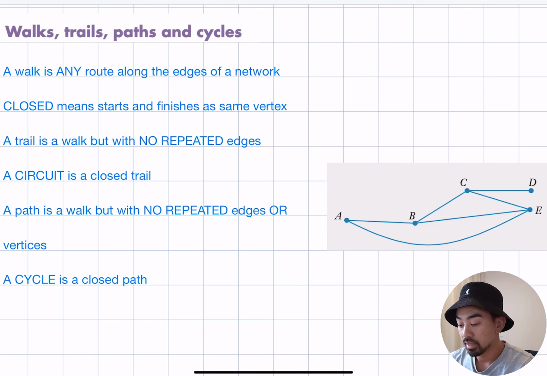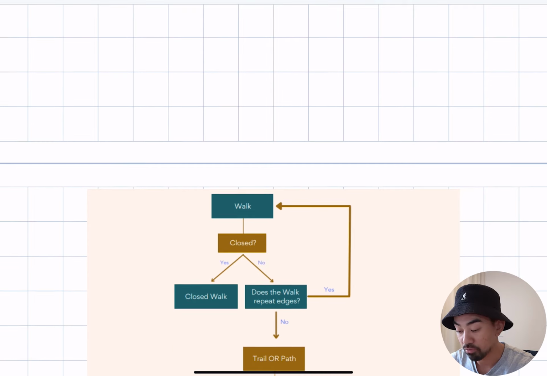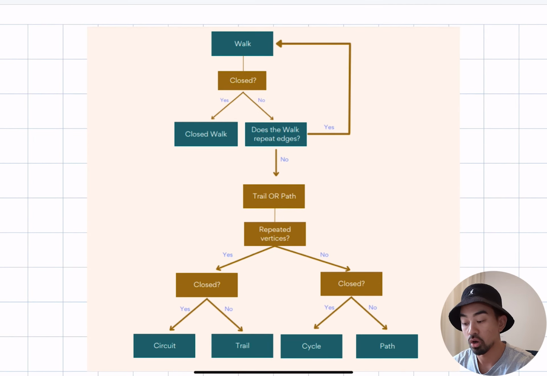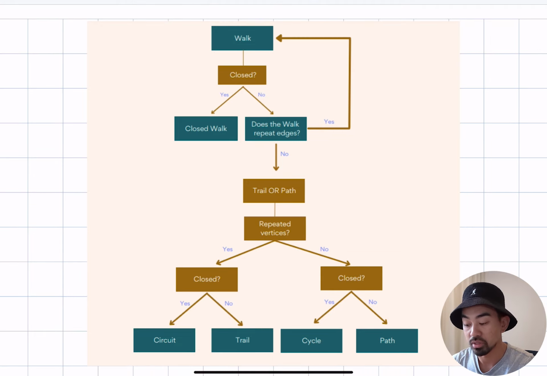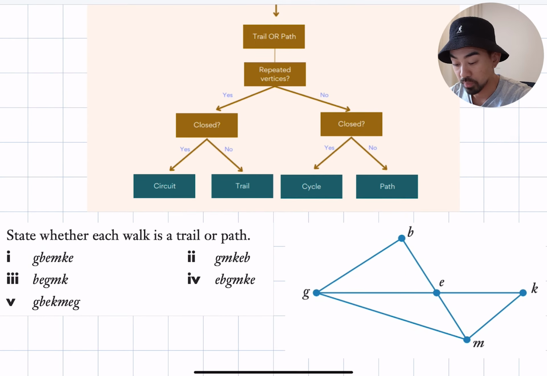All right, now I get that it would be quite hard to remember this, which is why I've created this decision tree, which should hopefully help you decide whether yours is a walk, a trail, a path, a circuit, or a cycle. We won't delve into this straight away too much. Let's just try and apply it and see what we can get from there. Let's have a look at this example. State whether each walk is a trail or a path. So straight away, we're just deciding if something is a trail or a path.